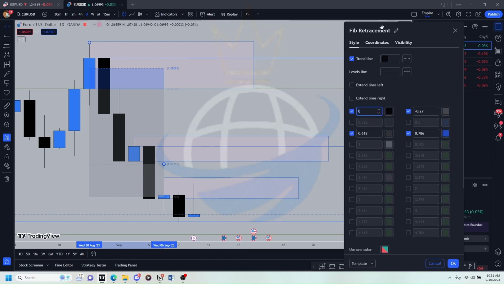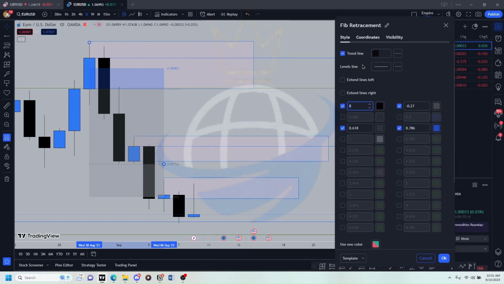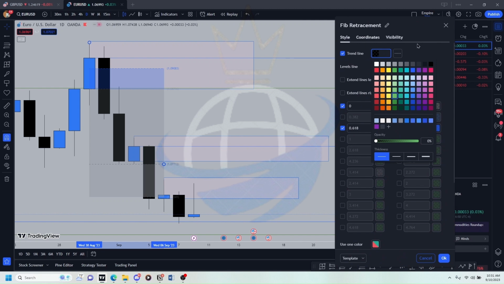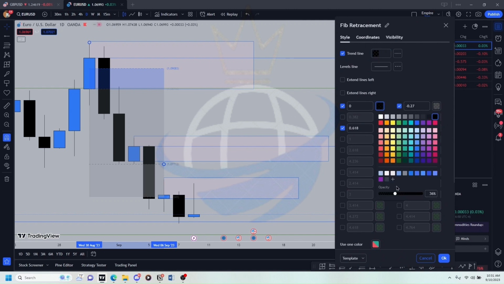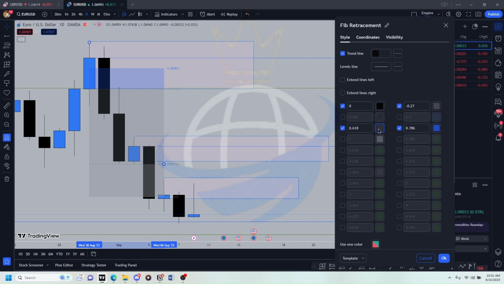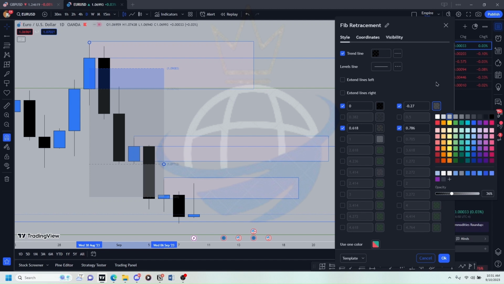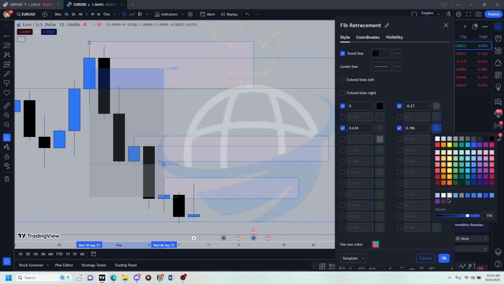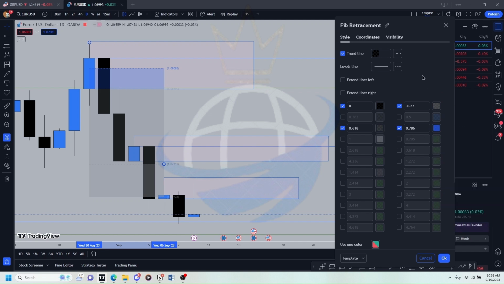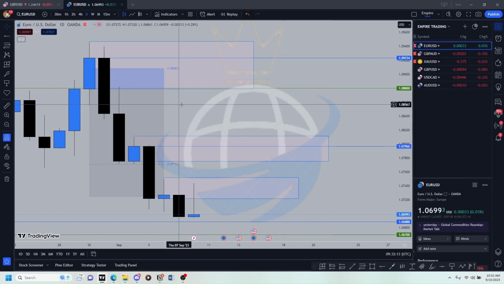Here is the configuration for my Fibonacci. The trend line is off, that's at 0 opacity. Zero is at 36 opacity. 0.61 is at 36 opacity. 0.27 is at 36 opacity. 0.786 is at 75 opacity, and this is blue. So if you want to make yours like this, you can. You can use a different color as well. So if you see me on my charts, if you see me on my plugins, and you see this kind of thing, just know that it is my Fibonacci.